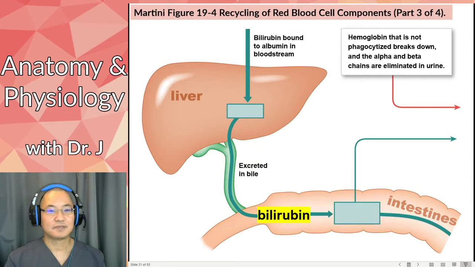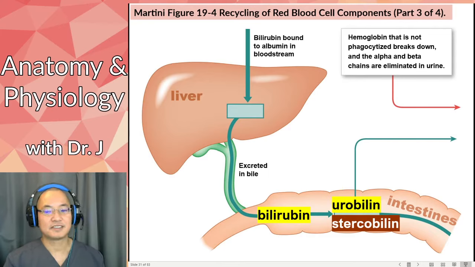Now, bilirubin, once it's in your intestines, can undergo further chemical transformation and metabolism, and then bilirubin can become urobilin and stercobilin. So these are compounds: urobilin is yellow. Sometimes urobilin is also called urochrome, and stercobilin is brown.